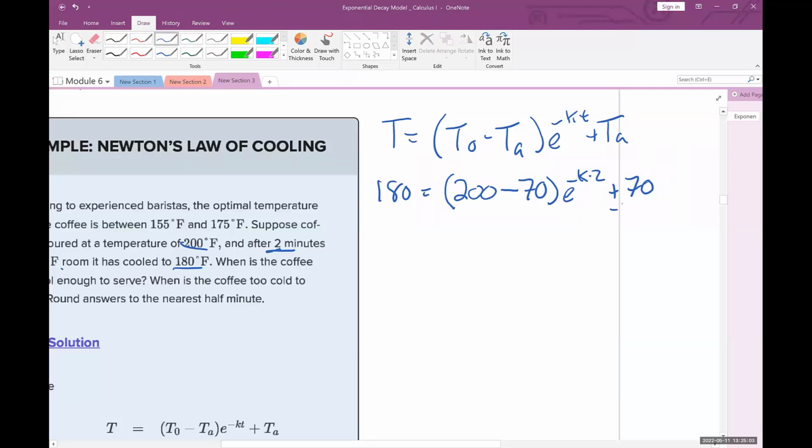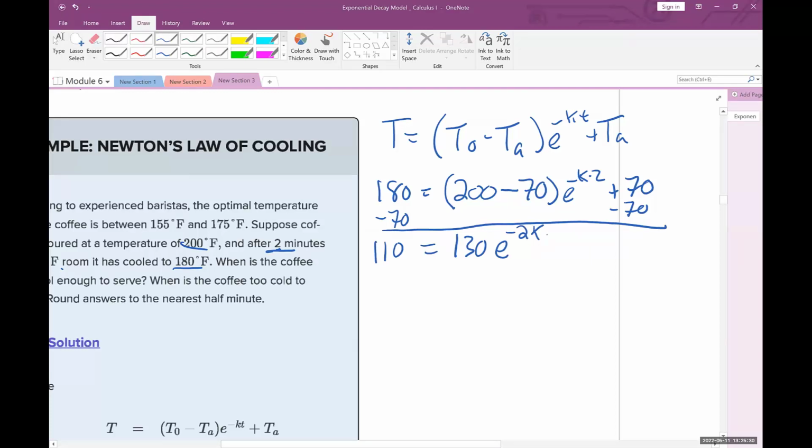Couple things, we can subtract the 70 from both sides. 110 equals 200 minus 70, which is 130, times e to the negative 2k.